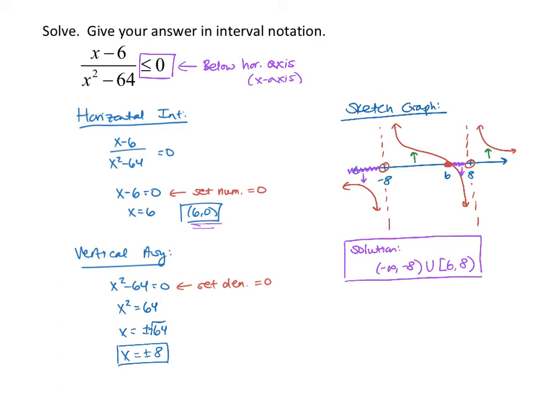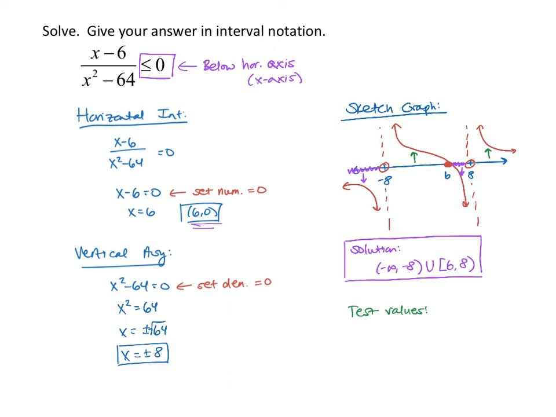So one way that we can find where our function is less than or equal to 0 is to look at the graph and look for where it is below the horizontal axis. The other way we can do this is to test points. So for example, if you picked a point to the left of -8 and plugged that into your function, we could check to see if that gave us a value that was less than or equal to 0.